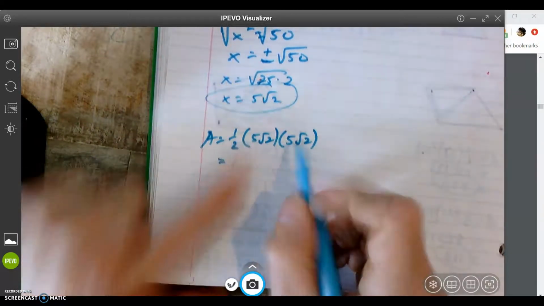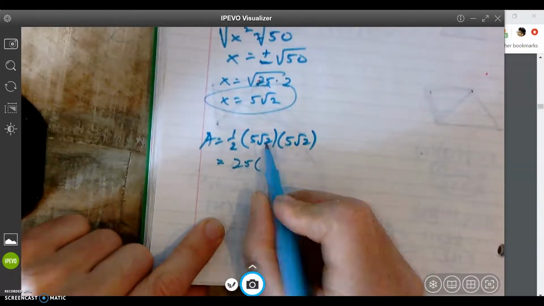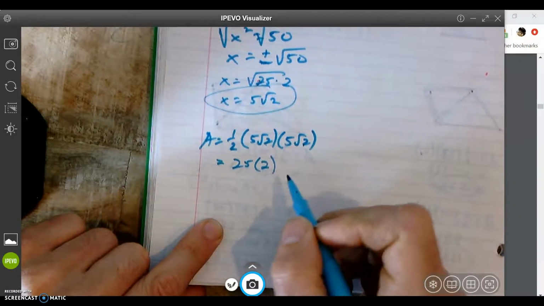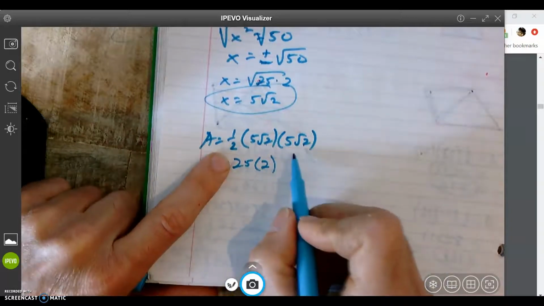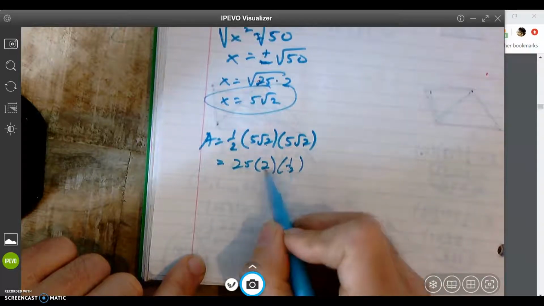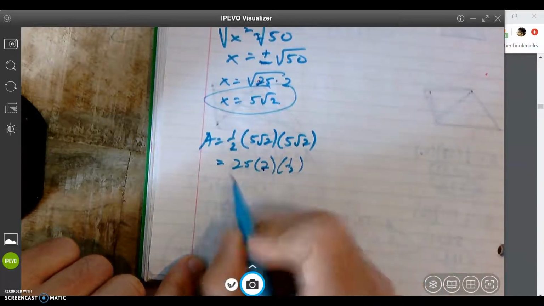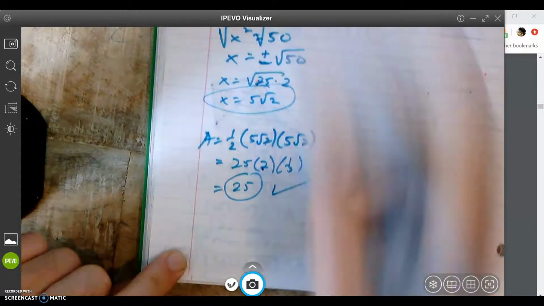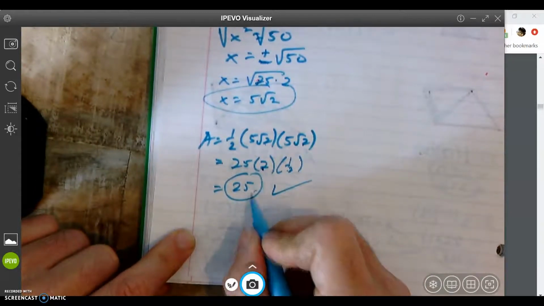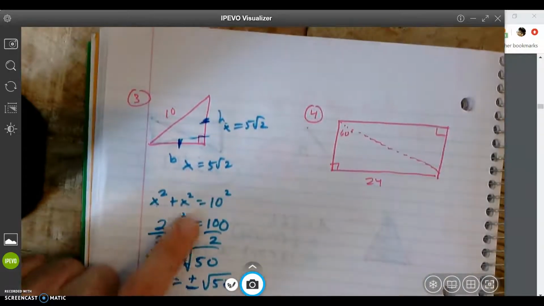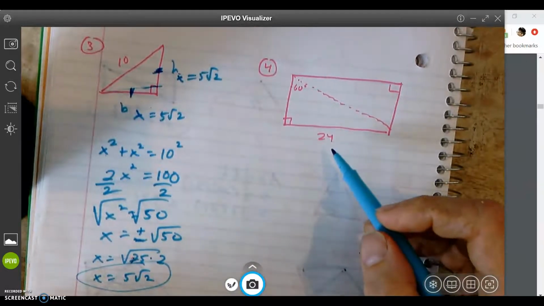Check it out. 5 times 5 is 25. Radical 2 times radical 2 is 2. And then a half divided by a half. So we got the half there. So half of 2 is 1. 1 times 25 is 25. Got it. Cool. So that's the area of the right triangle right there: 25 units squared.